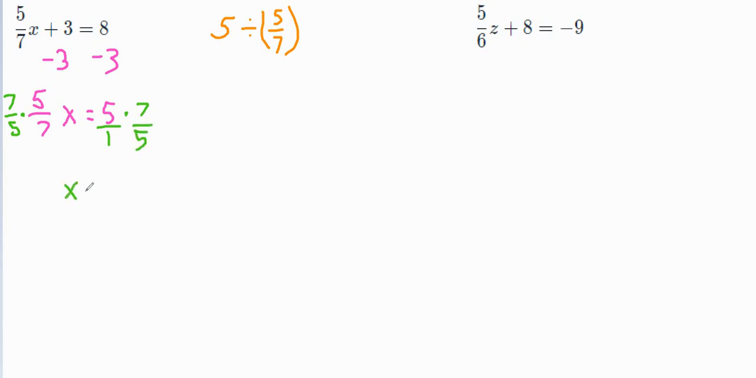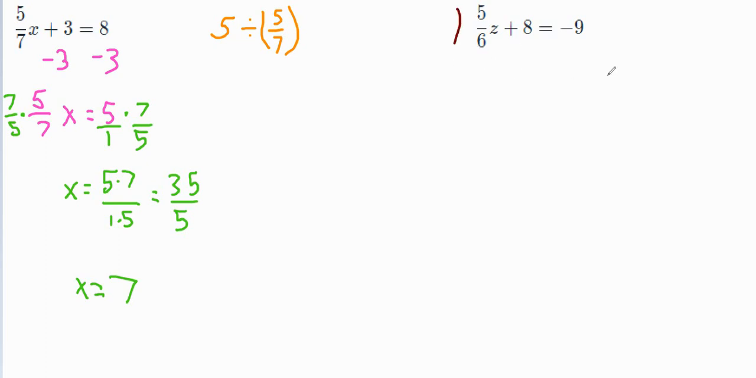And then when we multiply fractions, we go straight across. So it's going to be 5 times 7 over 1 times 5. 5 times 7 is 35, and 1 times 5 is 5. And that would simplify down to be 7 as our answer. 35 divided by 5 is just 7.